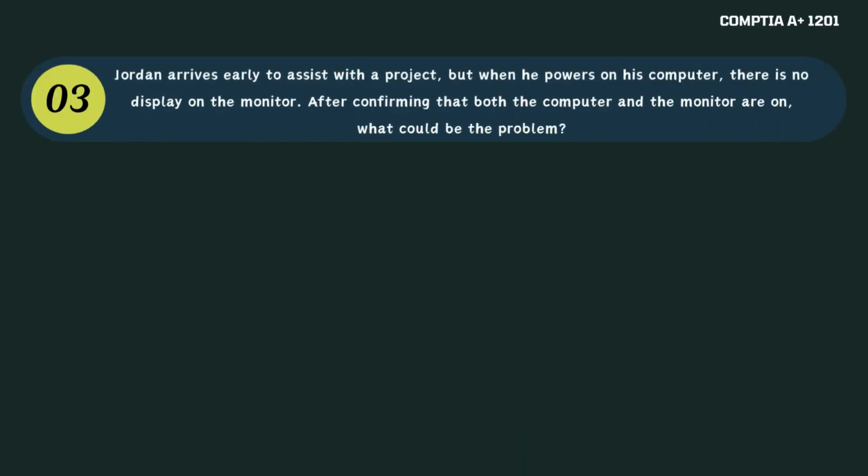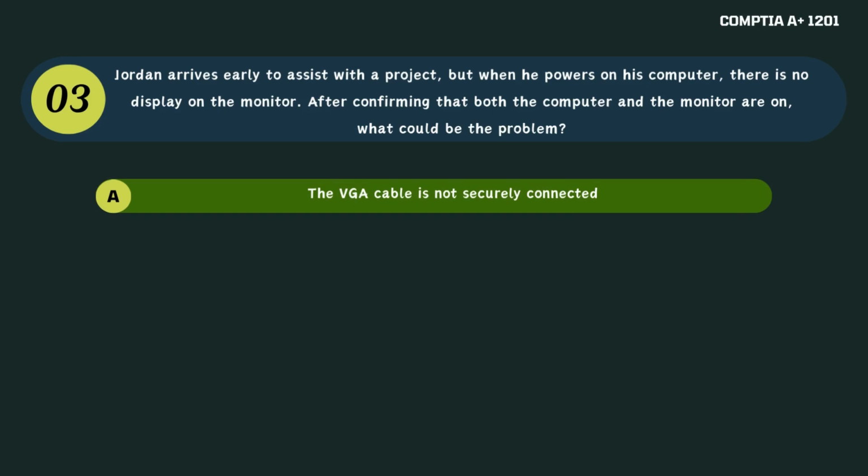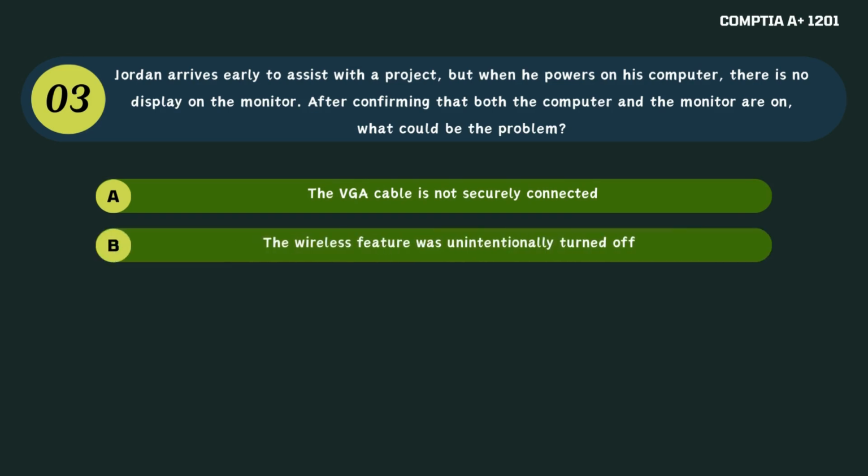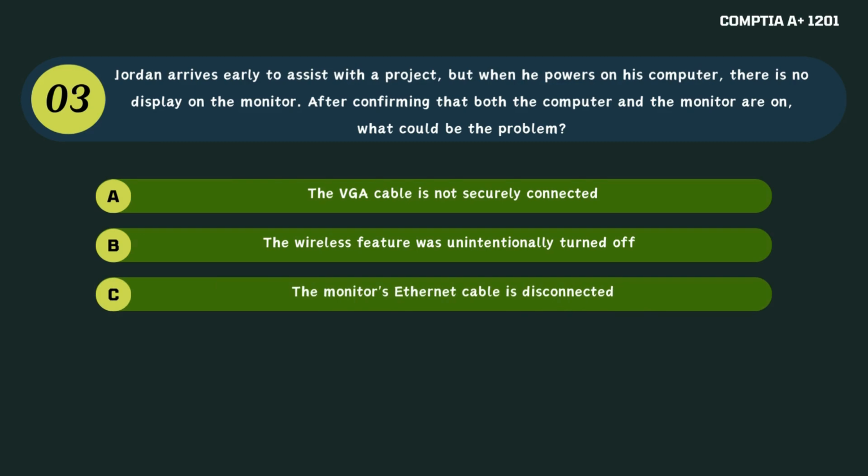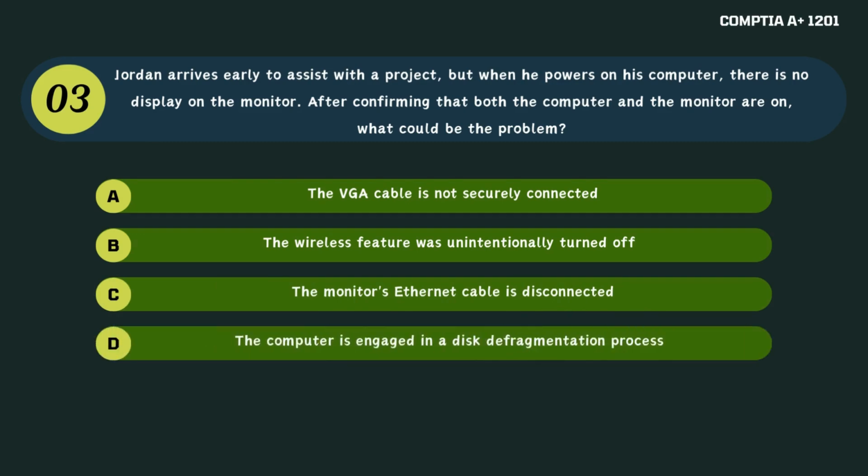Question 3. Jordan arrives early to assist with a project, but when he powers on his computer, there is no display on the monitor. After confirming that both the computer and the monitor are on, what could be the problem? A. The VGA cable is not securely connected. B. The wireless feature was unintentionally turned off. C. The monitor's Ethernet cable is disconnected. D. The computer is engaged in a disk defragmentation process.